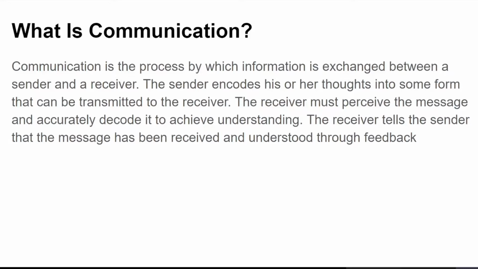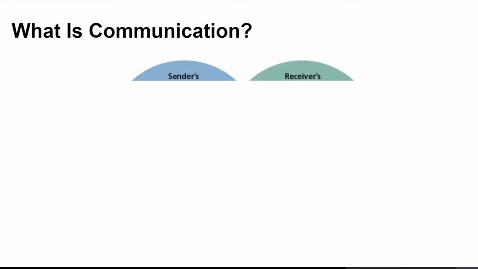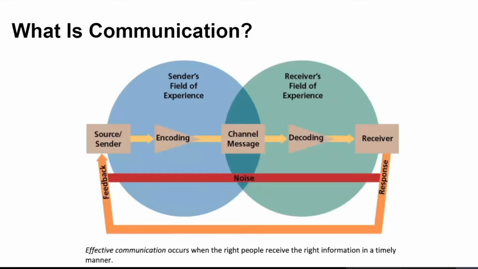The receiver tells the sender that the message has been received and understood through feedback. So feedback is an important loop. Speaking of feedback, an important loop, just to illustrate this communication process, I've got this little graphic, which is kind of the standard graphic that explains communication between people and organizations, internally, externally, how information is sent and decoded and received.